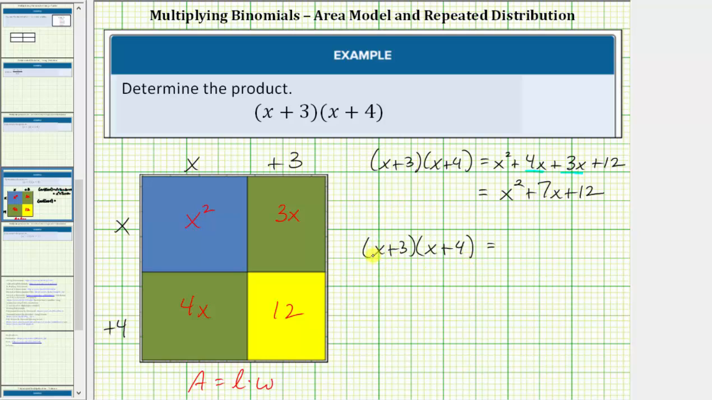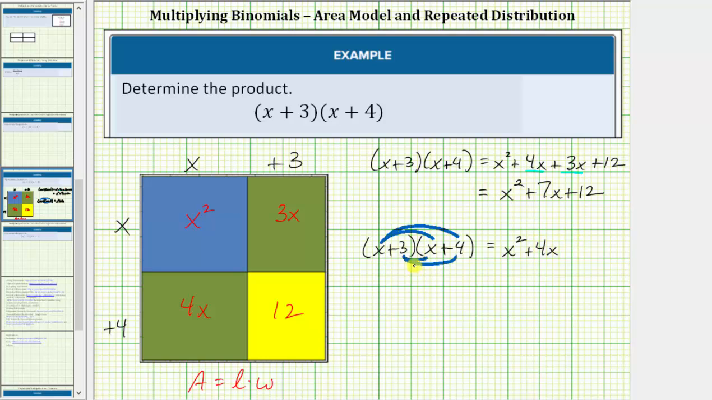Beginning with the first term in the first binomial, we distribute this x into the second binomial, giving us 1, 2 products, and then we distribute the second term in the first binomial into the second binomial, giving us 3 and 4 products. Let's go ahead and find the 4 products. Distributing the x, x times x equals x squared. X times 4 is equal to 4x, so we have plus 4x.